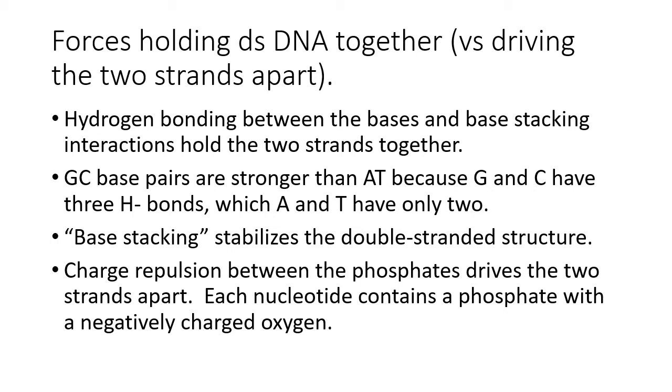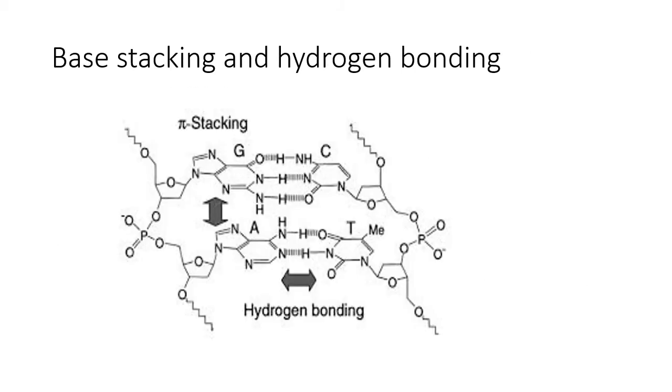All right, so we mentioned hydrogen bonding between the bases, the GC base pair being stronger than the AT. We also mentioned the charge repulsion. We need to now mention a little bit about base stacking, which stabilizes the double-stranded structure. So, the traditional, we've got our hydrogen bonds in here. You can see this GC base pair has 3 of them, etc.